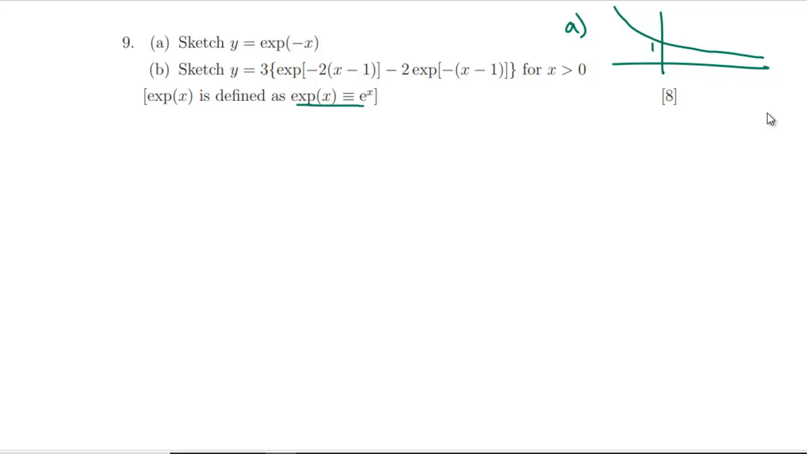Now sketch B, let's write this out in sensible format so we can actually see what's going on. So we've got y is equal to 3, then a big bracket, e to the minus 2 times x minus 1. Okay, so that's all one lot of brackets, minus 2. It's hard to see what the brackets are doing here. So the minus x minus 1. Okay, and then we close the big bracket. Right, okay, so we're multiplying everything by 3 on all of this.